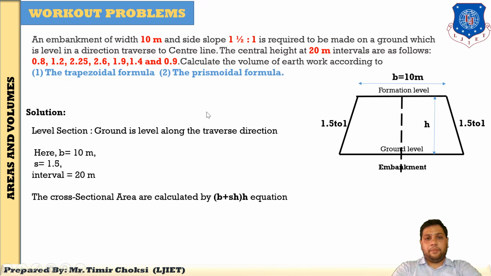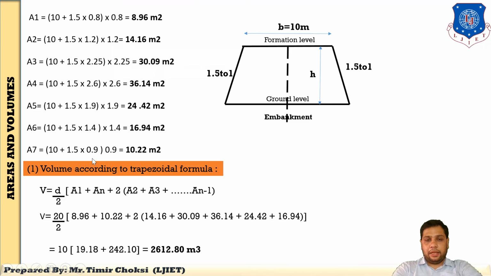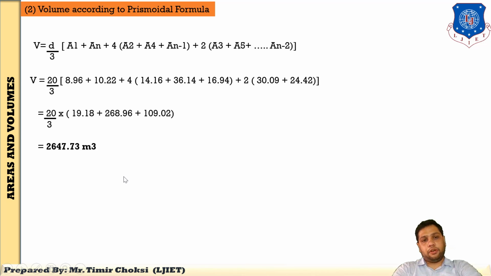So I will repeat the steps. First, write the given data, then draw the figure, then find all the areas, and after getting the areas, find the volume from the trapezoidal rule as well as the Prismoidal rule.